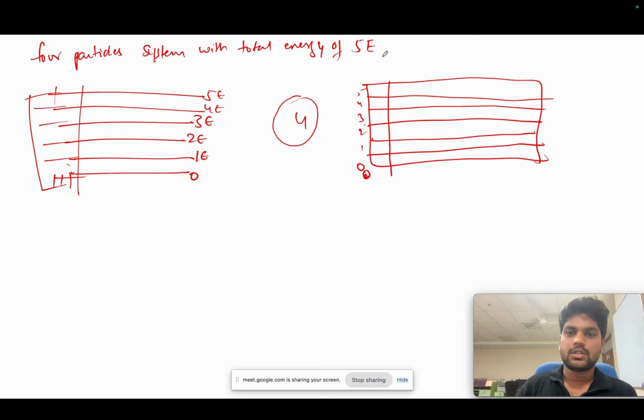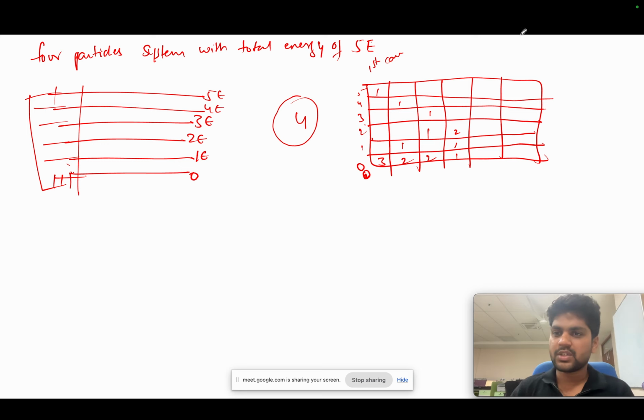So the first case: I will keep 3 molecules here and 1 molecule here. In the second case, I will keep 1 molecule here, 1 molecule here, and the remaining 2 here. The third case is 1 molecule here, 1 molecule here, and then 2 molecules here. And the fourth case, I can use 2 molecules here, 1 molecule here, 1 molecule here. I think I am sounding correct. There will be a total of 6 macrostates, as sir explained.